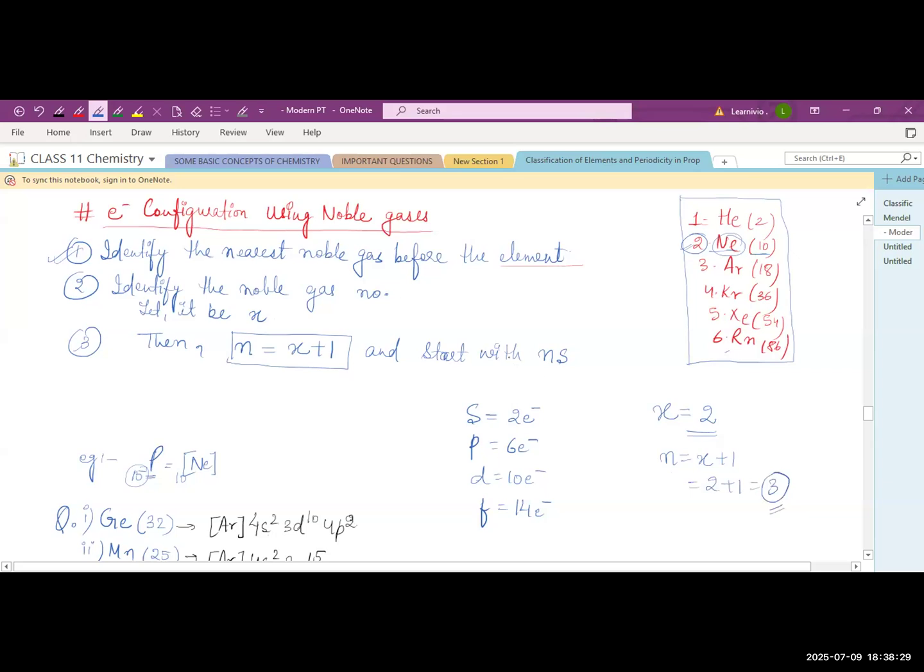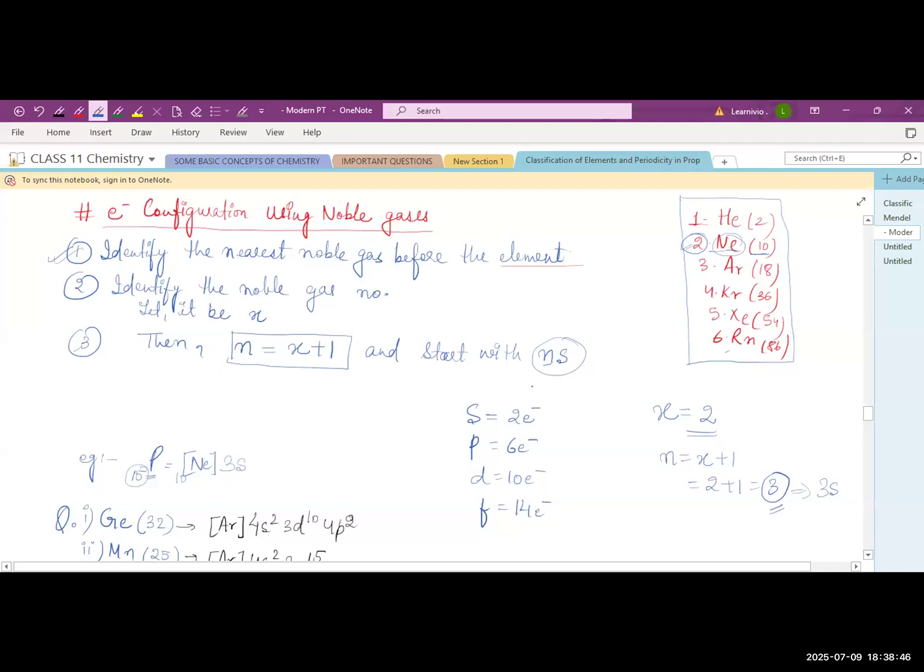Now start filling the electrons with ns. n की value आपकी आ गई. So ns is your 3s. After this noble gas, you have to fill the electrons from 3s.